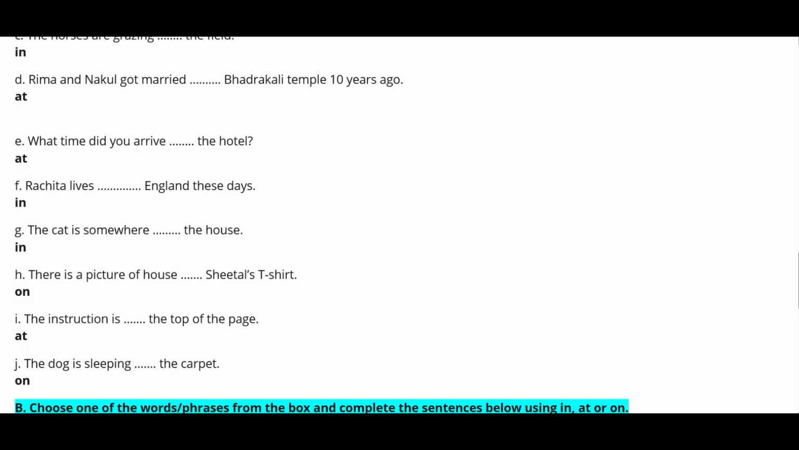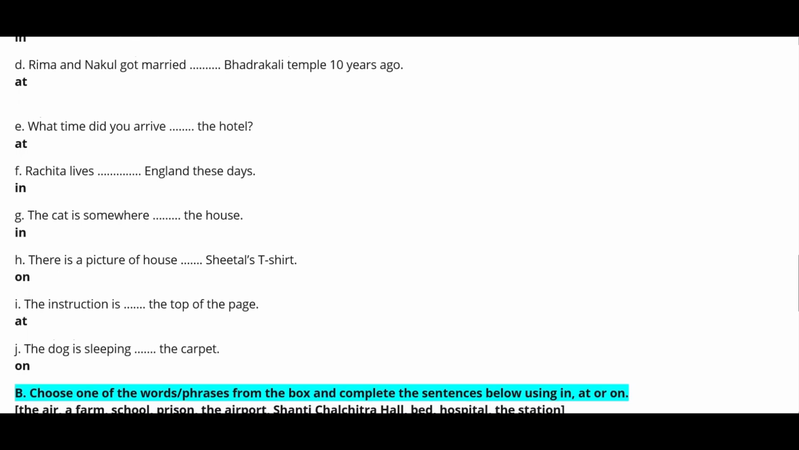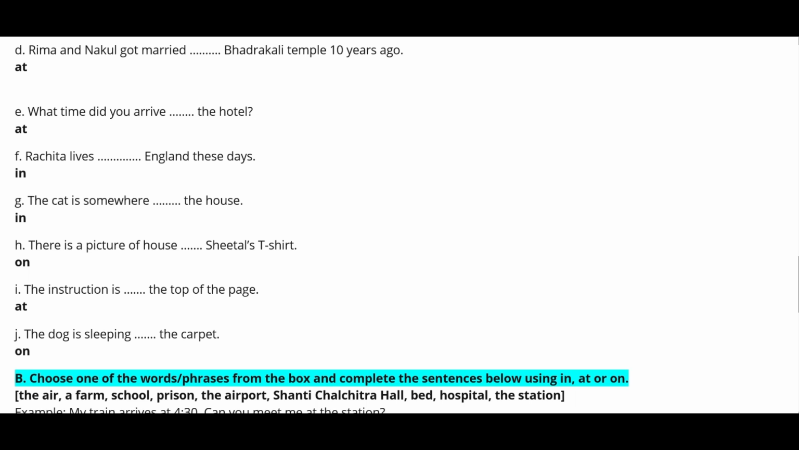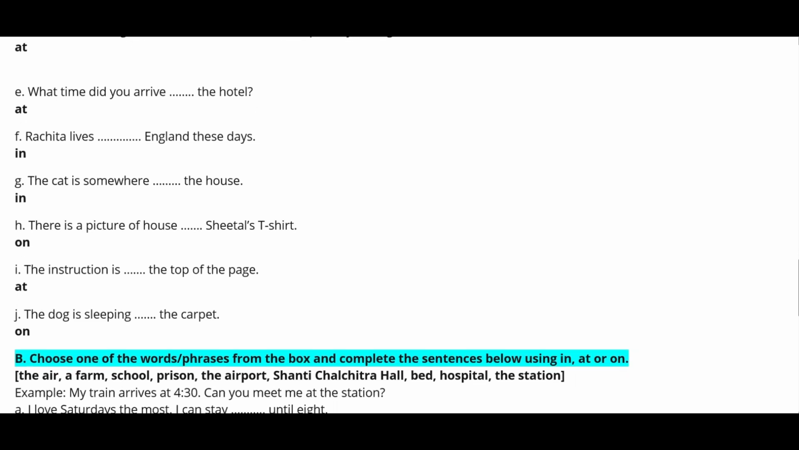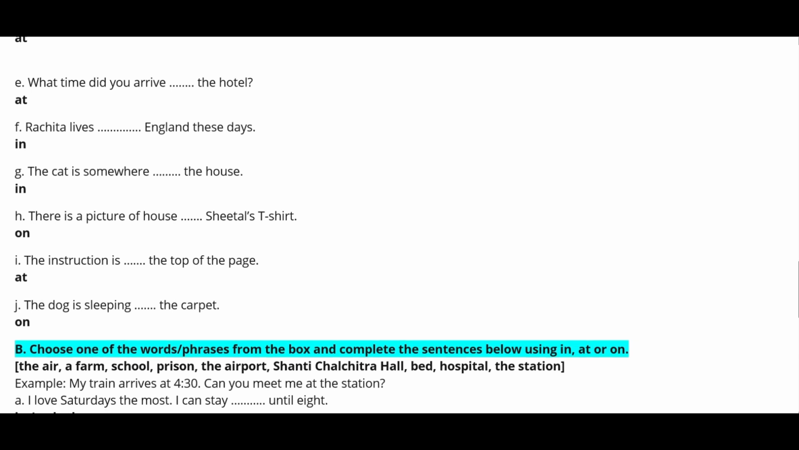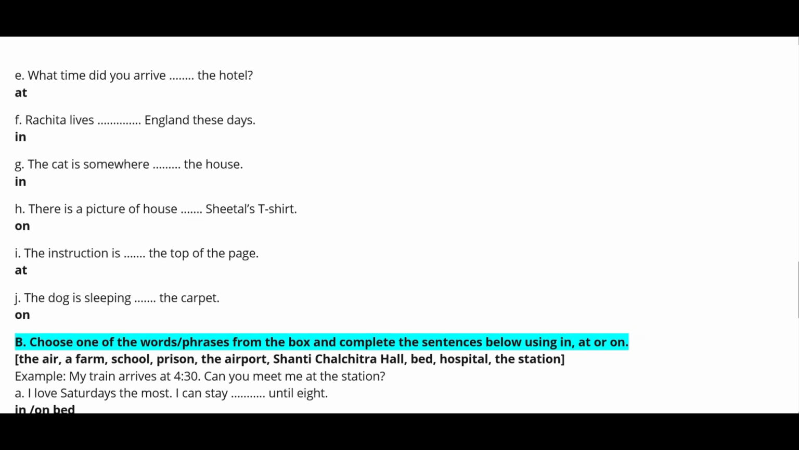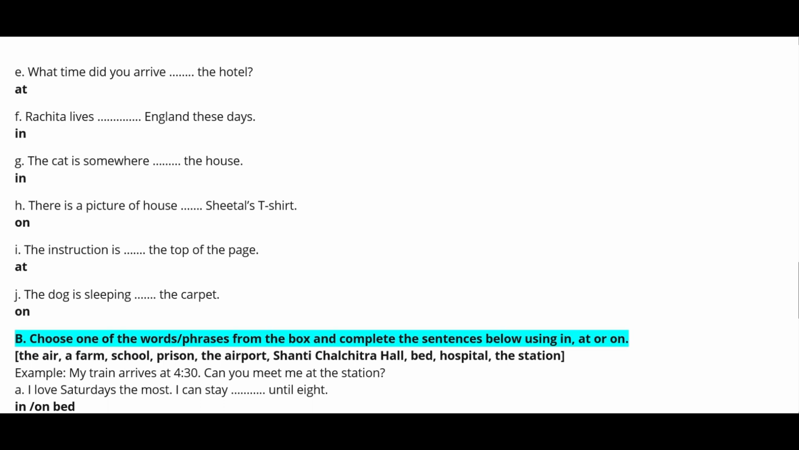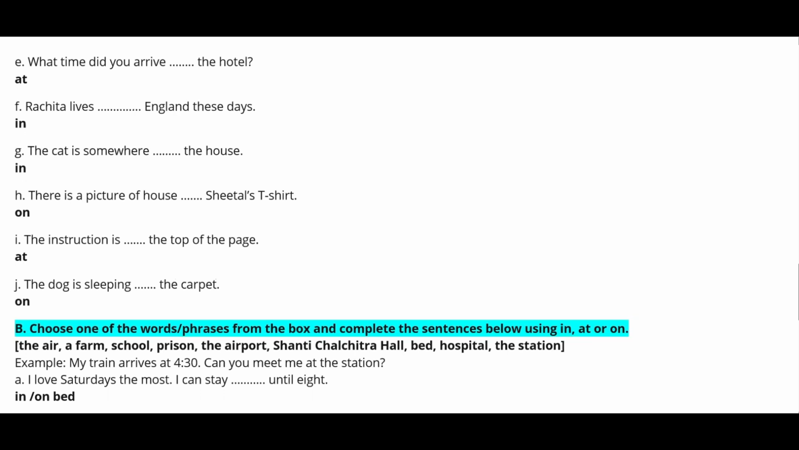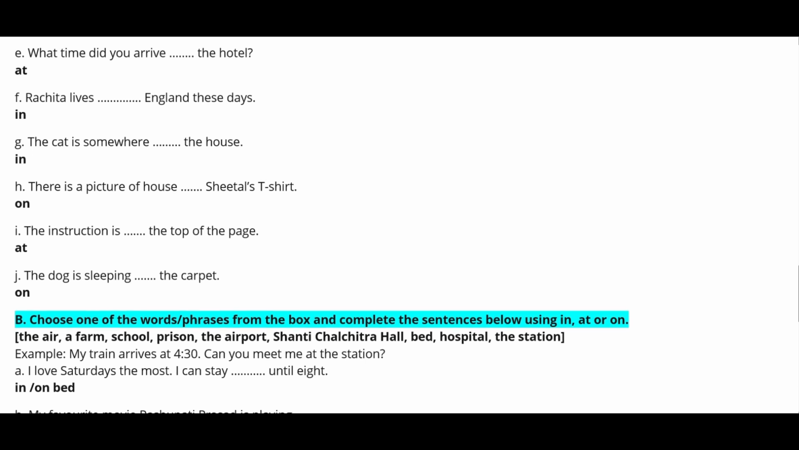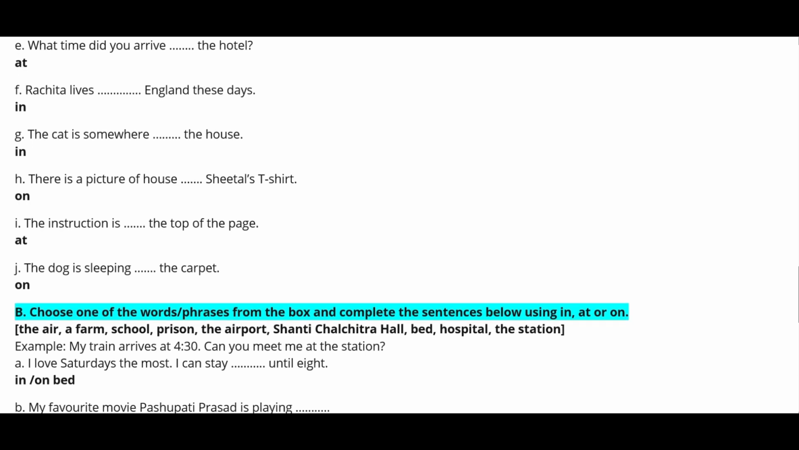On. B. Choose one of the words or phrases from the box and complete the sentences below using in, at or on. The air, a farm, school, prison, the airport, Shanti Chalchitra Hall, bed, hospital, the station. Example, my train arrives at 4:30. Can you meet me at the station?